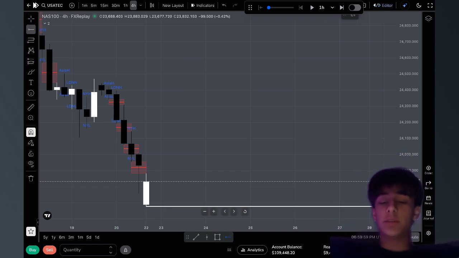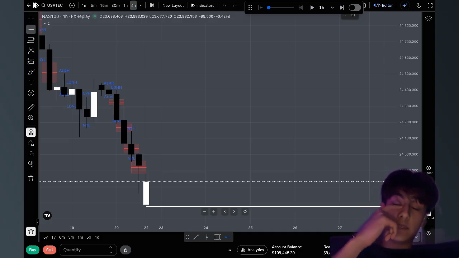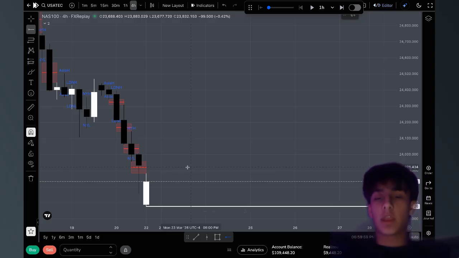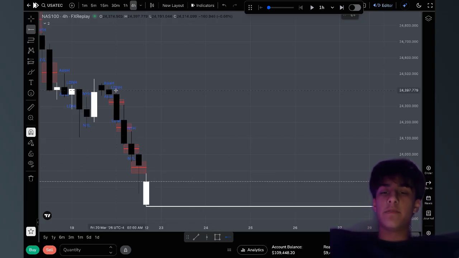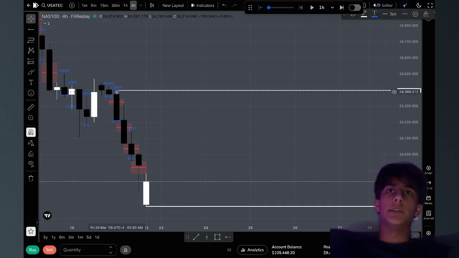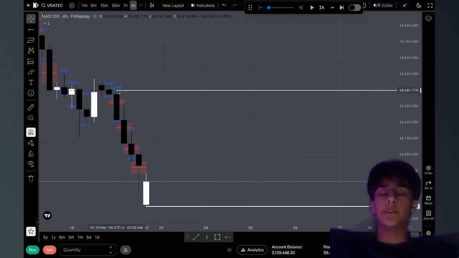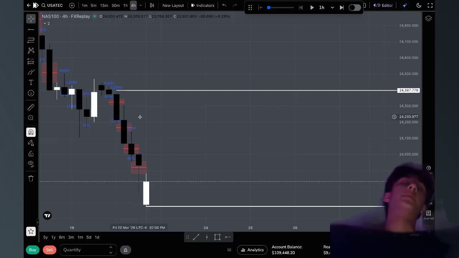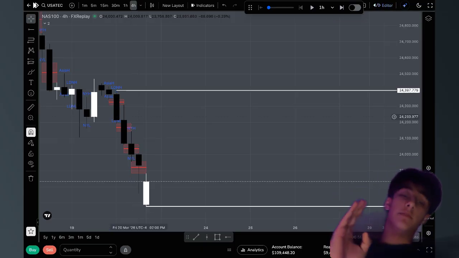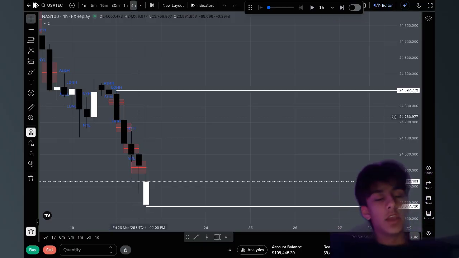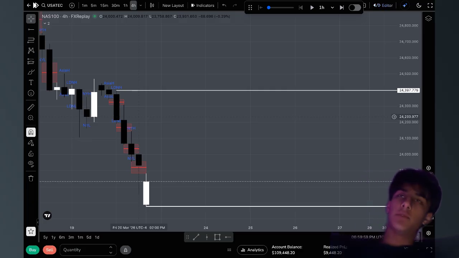So for my Asia model, the main thing is it's a continuation model. So I'm looking for basically continuation trades and not reversal trades. And the reason I say that first is because my New York model is essentially a reversal trade. So you'll be seeing me switch up between those two.